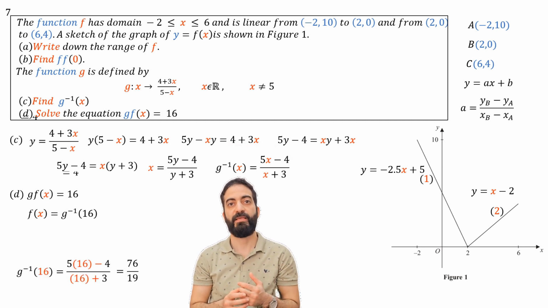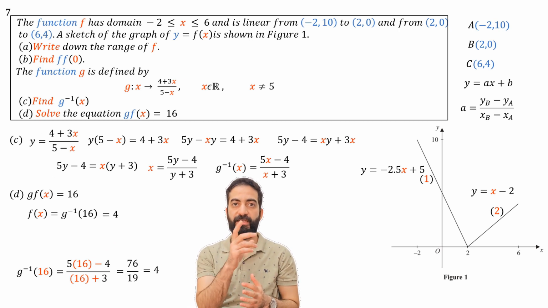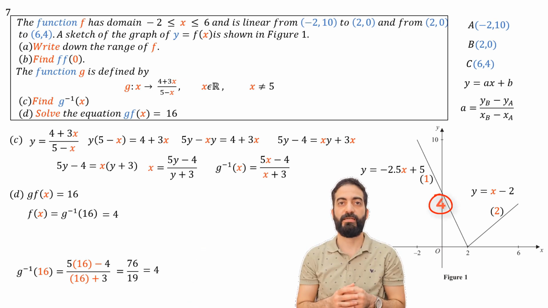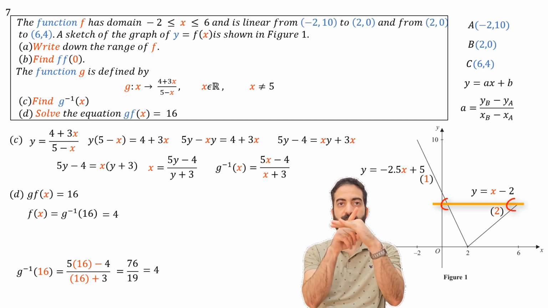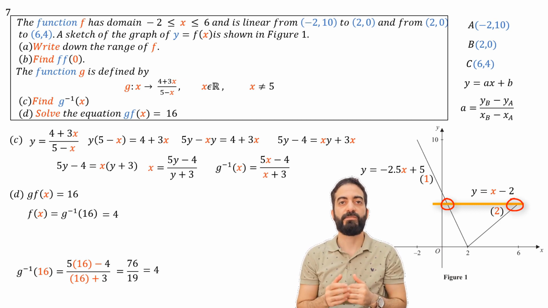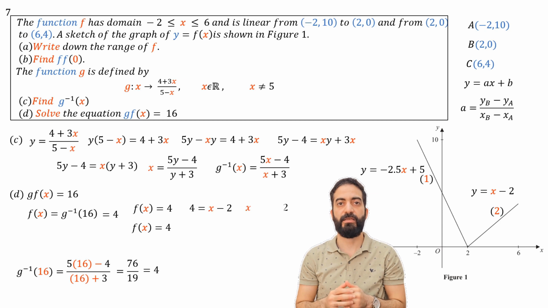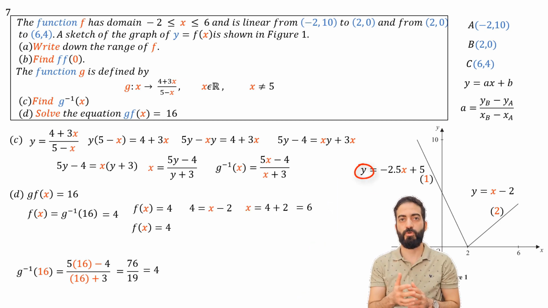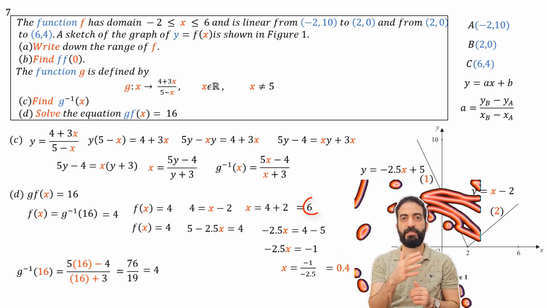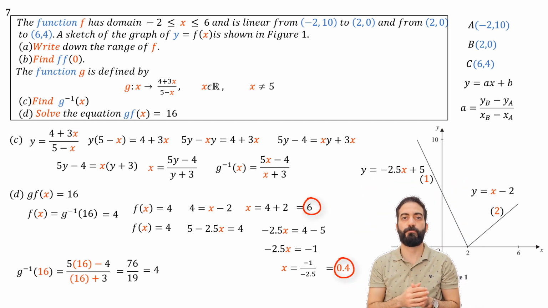So we have that f(x) equals 4. If we come to the graph to search for f(x) equals 4, we will see that there are two answers, here on this line and here on this line. So we get the first answer, x equals 6, and also here in place of y we put 4, so we can conclude that x equals 0.4. So x equals 6 and x equals 0.4.